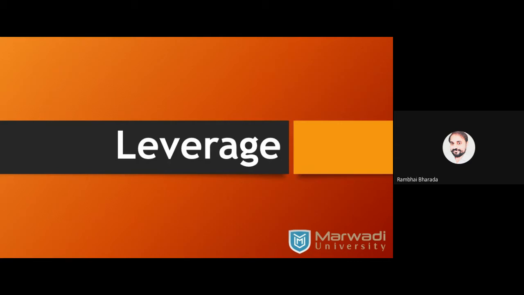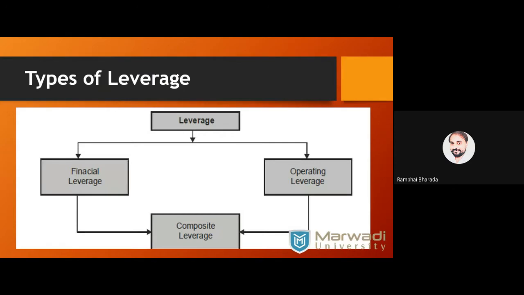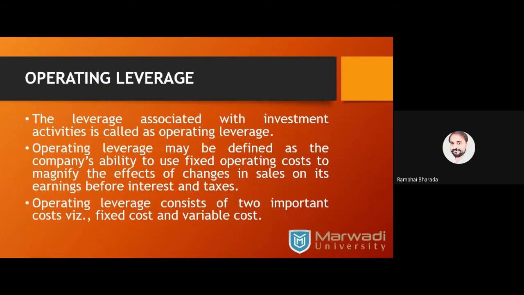Up to this session, we have tried to cover the concept of leverage, including meaning and definition. Then we discussed the types of leverage: operating, financing, and combined leverage. In the last session, we started the discussion about operating leverage. Operating leverage represents the relation between change in sales and change in operating profit.